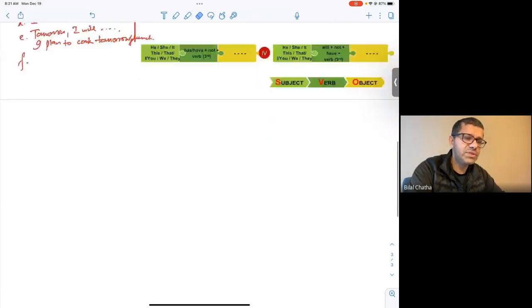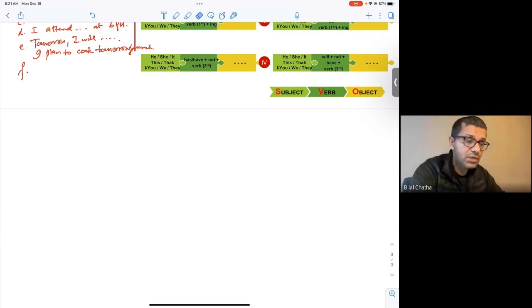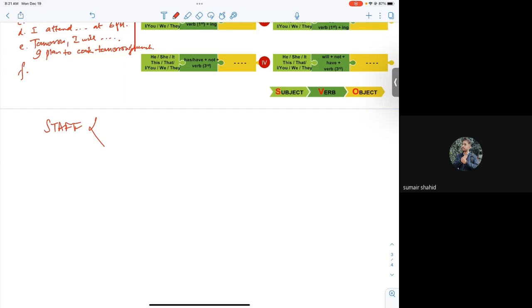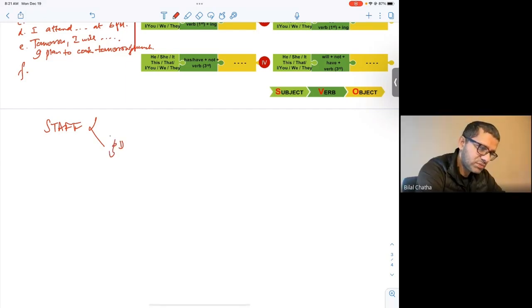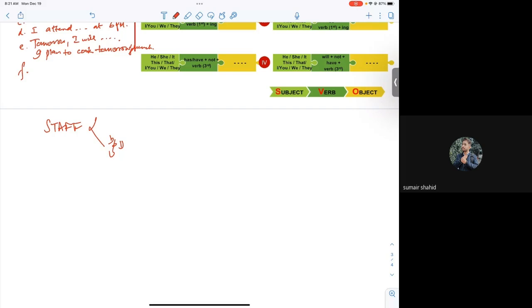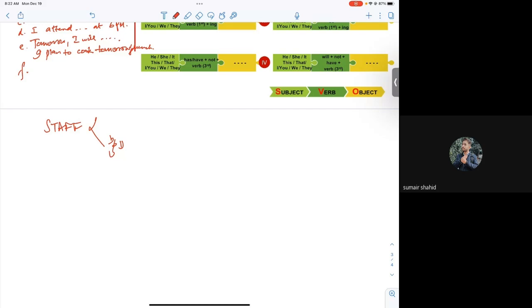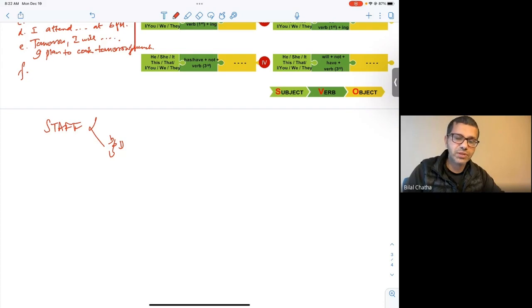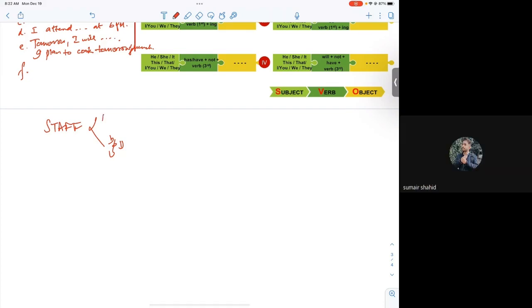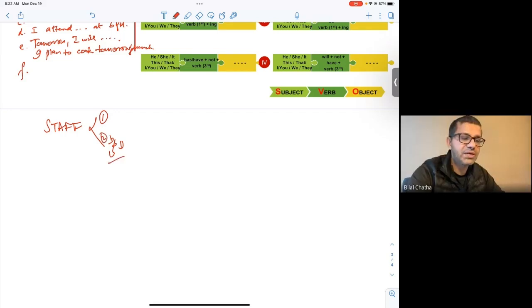Okay, one more thing I want to add from this, that I had circled. There was a word used, staff, which is a homonym. What does that mean, Sumer? Sir, it means a stick or cane. Okay, what else does staff mean? Sir, I don't know. Staff means, at your university, the staff are the people who teach. Okay, so that is the other meaning. So it has two meanings. Here the meaning is a stick.